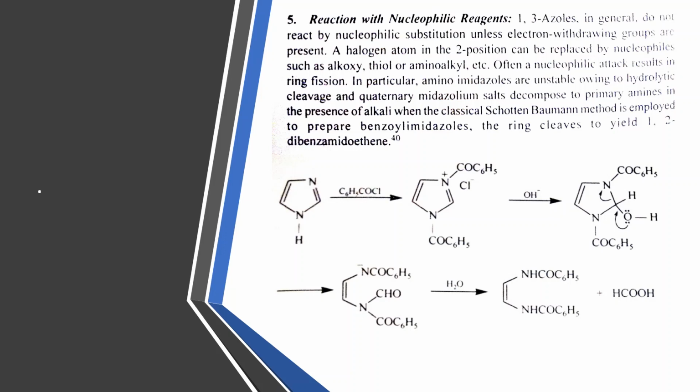First of all, you have to convert it into a salt, then treat it with your base. But in this case, what happens is the ring breaks open. So when you try to do a nucleophilic substitution reaction, ring opening occurs. Quaternary salt decomposes to give you a primary amine, and you get your substituted benzyl imidazole. It cleaves to give you 1,2-dibenzoimidazole ethane. So it undergoes ring fission.